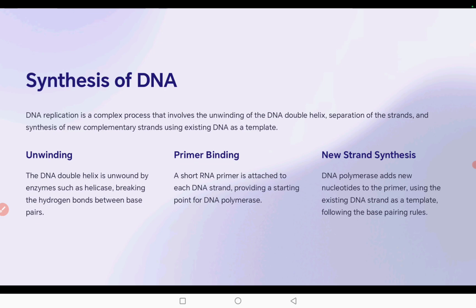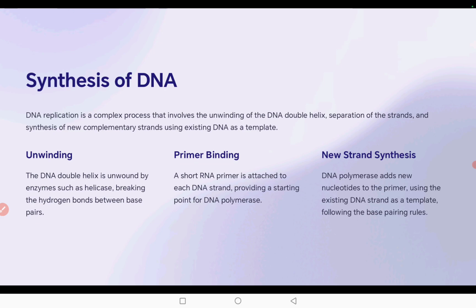This is your DNA replication. So DNA replication continues in three major steps. First is unwinding, second primer binding, and third new strand synthesis. The DNA double helix is unwound by enzymes such as helicase, breaking the hydrogen bond between the base pair. This we call unwinding of the DNA.